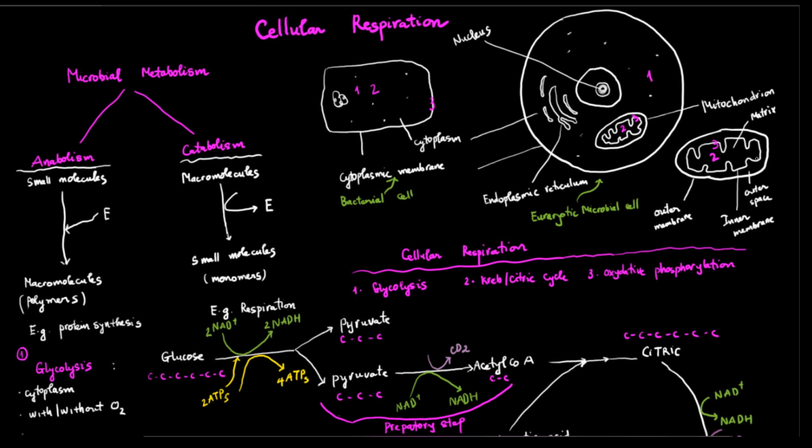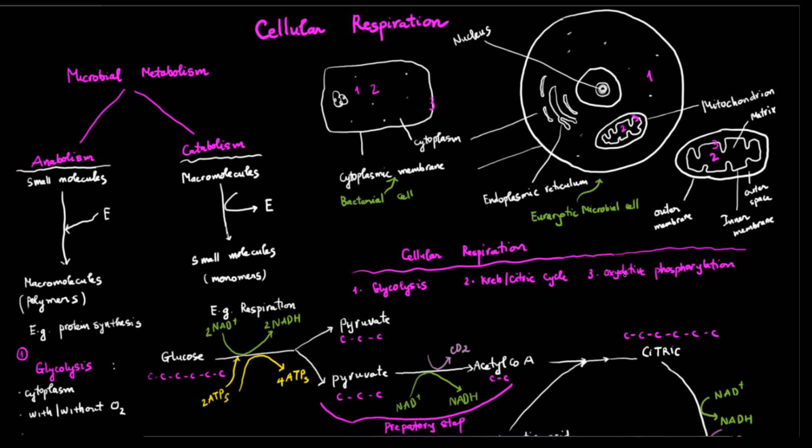Mitochondria consists of two membranes. The space between the two membranes is called outer space, and the area at the middle of the mitochondria is called matrix. Cellular respiration includes three steps: glycolysis, Krebs or citric cycle, and oxidative phosphorylation. Because bacteria do not have a mitochondria, the glycolysis and citric cycle take place in the cytoplasm.